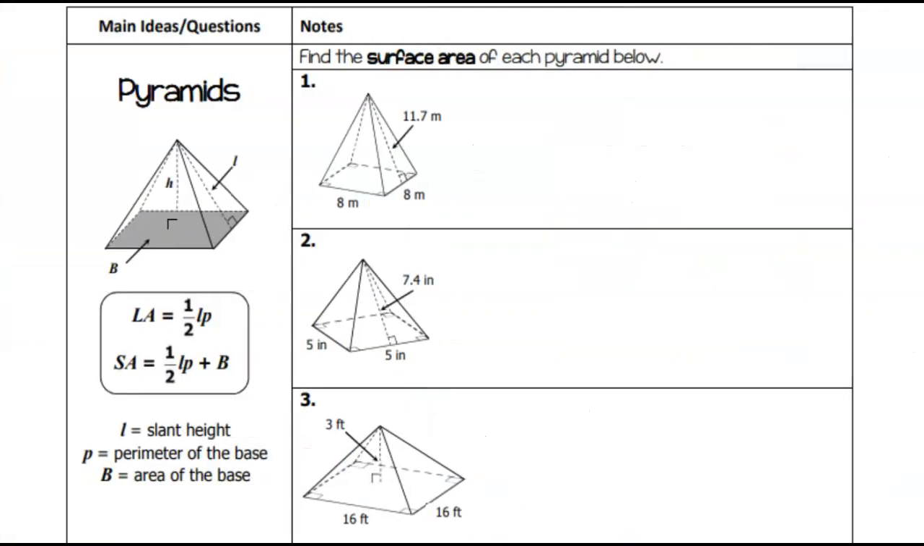Alright, so first we are going to work on pyramids. Pyramids will have a base. We can have different shaped bases, maybe a square base, maybe a triangular base, maybe a different polygon base, but either way, we're going to have that base, and then we are going to have our lateral surfaces come up to a point at the top.